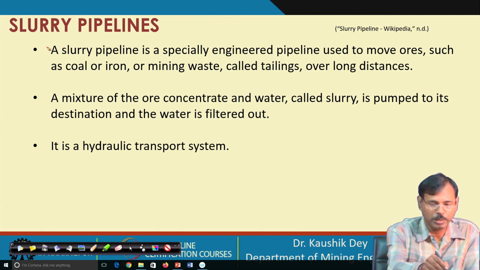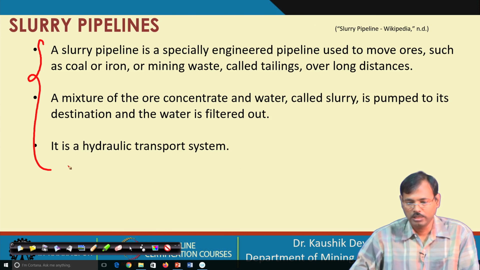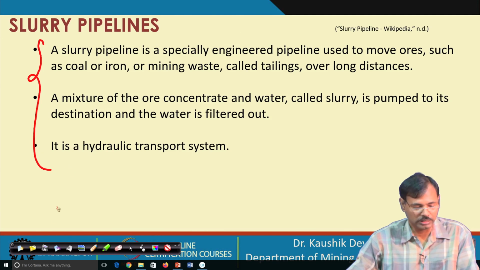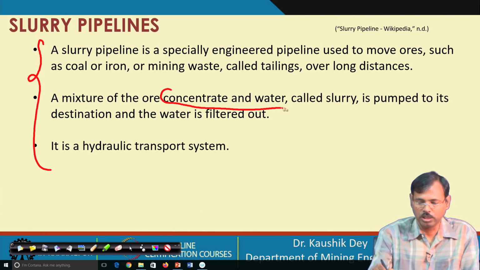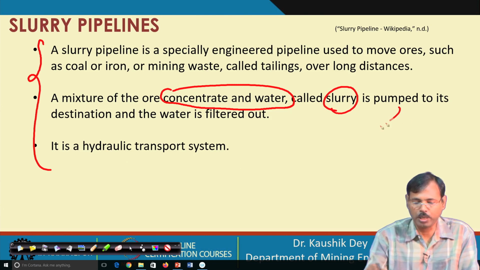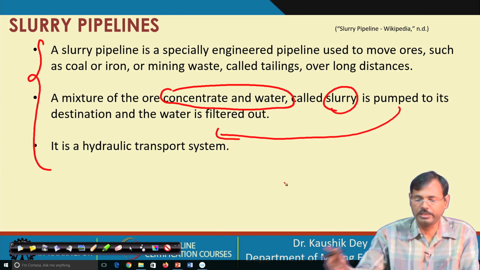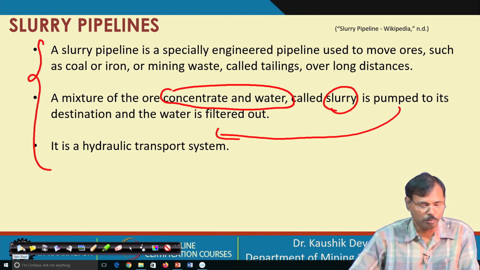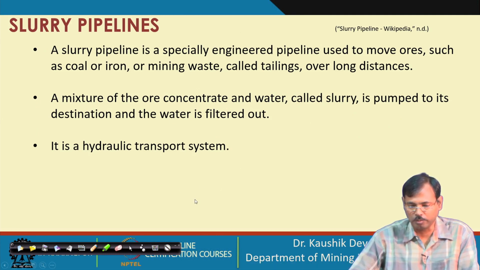The next part is the slurry pipeline transportation system. The slurry pipeline is a special case that SR is doing. This is a hydraulic transportation system in which the ore concentrate and water are mixed to make a slurry, which is pumped through the pipeline and transferred over a long distance, and time to time the head is maintained, so that the transportation can be continuously carried out without any hindrance.